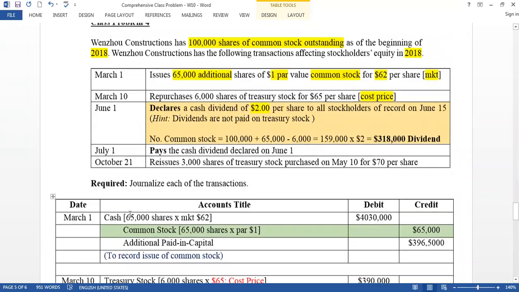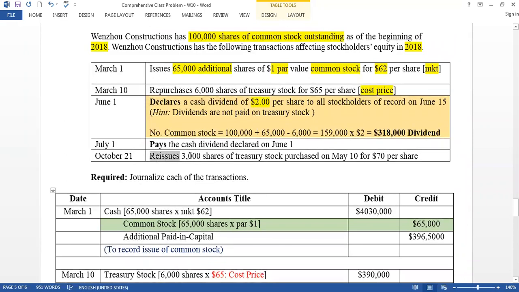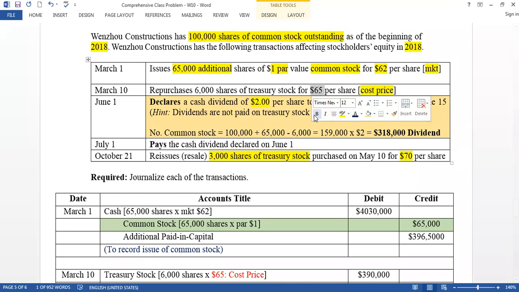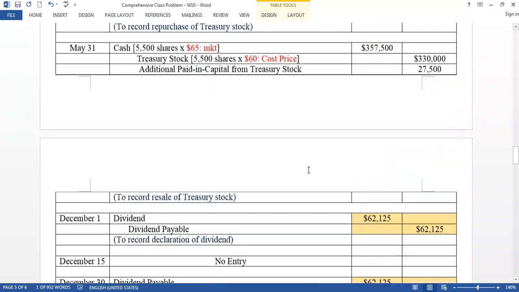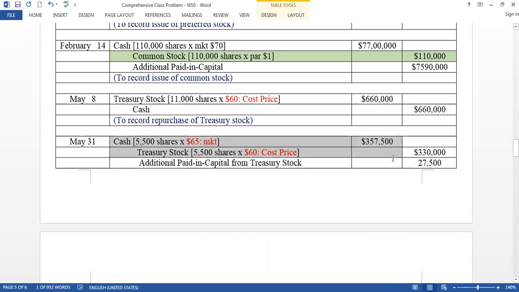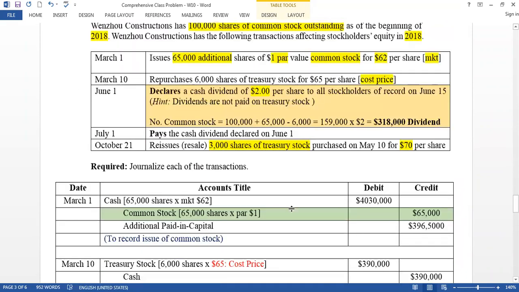Now what happened on October 21st? Company reissues. Again, reissue means resell. Company resells 3,000 shares of treasury stock, and the market price is $70. So the cost price of treasury stock was $65, but they resell, and from market they receive $70. So this is the journal.